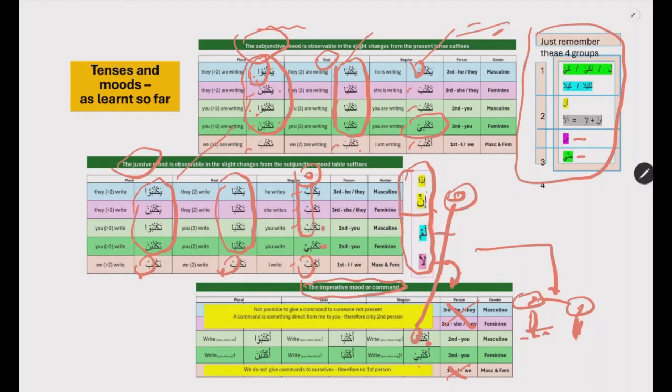You have to give a command to somebody who's present, and therefore it's only in the second person. So if you know these past tense, present tense, and these three moods that are appearing now, essentially you've covered a whole big chunk of understanding how verbs work, and it gives you all the different ways in which you can use a verb.